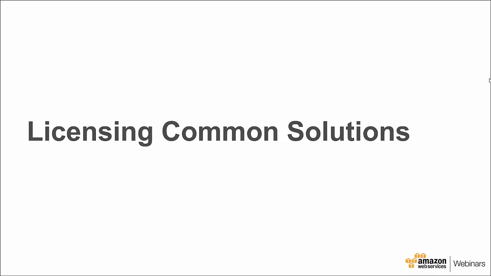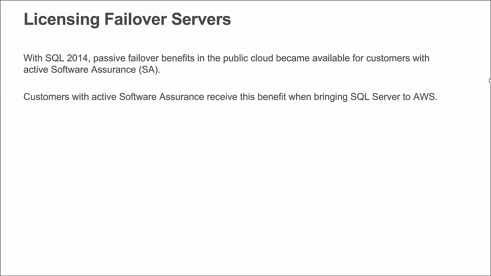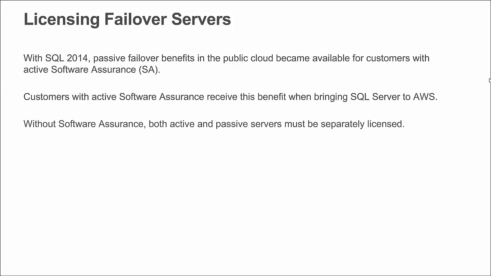So just being cognizant of time here, I do want to make sure that we are able to cover some of these common solutions that we're seeing customers use their Microsoft licenses for as they bring them into AWS. So let's talk about failover first. SQL 2014 allows for passive failover benefits. So if you have active software assurance, you do have the ability to deploy a passive failover node with SQL Server. You can leverage this benefit when you bring those licenses into AWS.